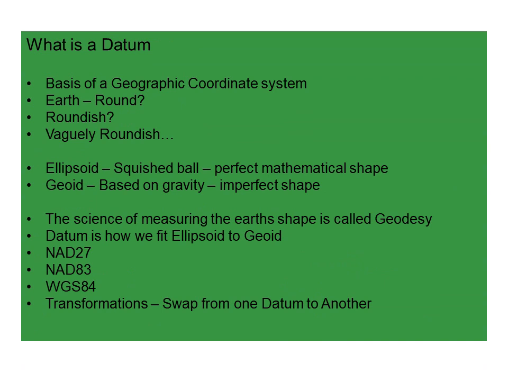Okay, we've covered this pretty extensively in class, and I'll go over it briefly again. A datum is the basis of a geographic coordinate system. The Earth, it's not really round. At best, it's roundish or vaguely roundish. So what we do is we take something called an ellipsoid, which is basically what happens if you take a sphere and mash it flat a little bit on the top and the bottom. It's still a perfect mathematical shape, but it's not round per se.